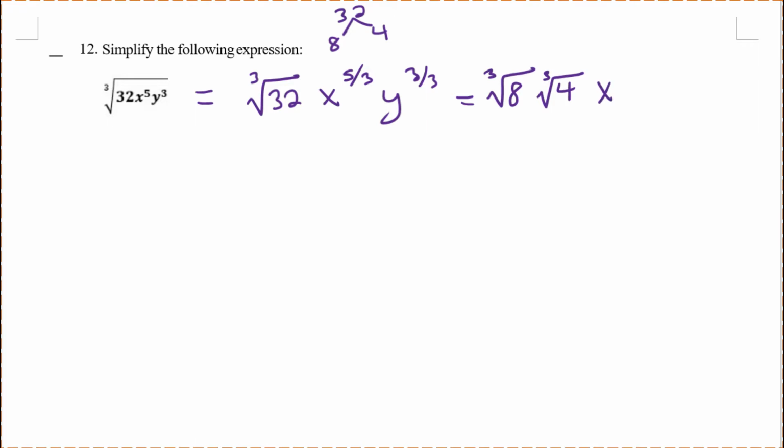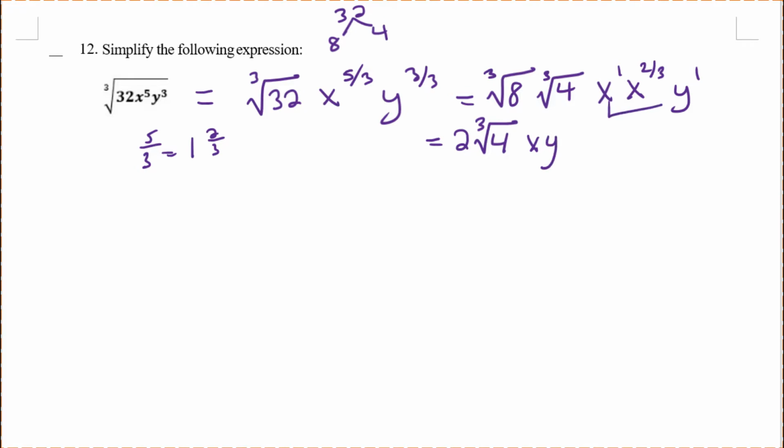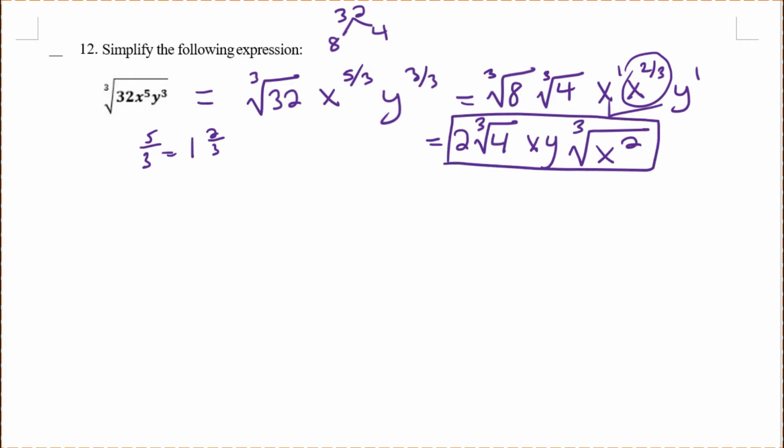Now what we're going to do is, 5/3 is the same thing as 1 and 2/3. So I'm going to break it into x to the first power and x to the 2/3 power. And then y is just going to be to the first power. So the cube root of 8 is 2, so we have 2 cube root of 4, and then we have xy. And then we're going to rewrite this as a radical now, so that would be cube root of x squared. That's it.